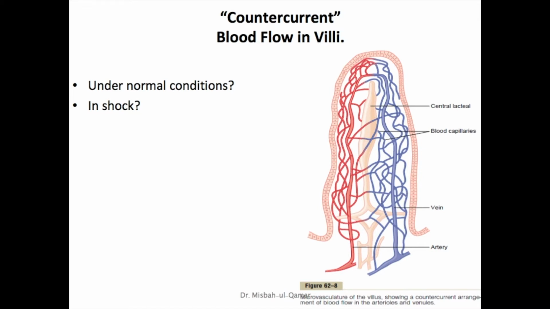Countercurrent blood flow in villi is an important concept. Arterial flow into the villus is in the opposite direction to its venous outflow. So 80% of oxygen and other nutrients diffuse directly from the arterial end to the venous end without reaching the tip. Under normal conditions, it is not harmful, but under diseased conditions like circulatory shock, ischemic death of villi may occur.